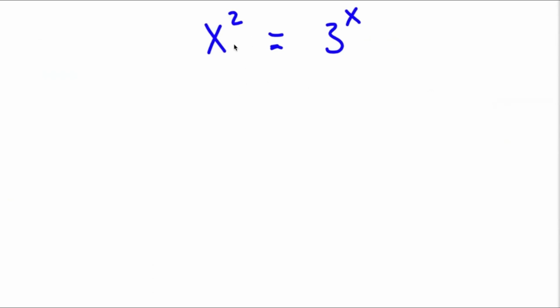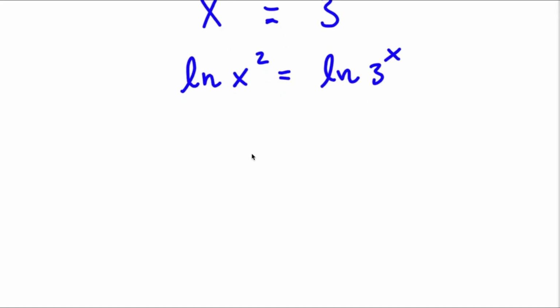Alright, so we have x to the power of 2 is equal to 3 to the power of x. Now the first thing I'm going to do is take the ln on both sides. So now I have ln x to the power of 2 is equal to ln 3 to the power of x.